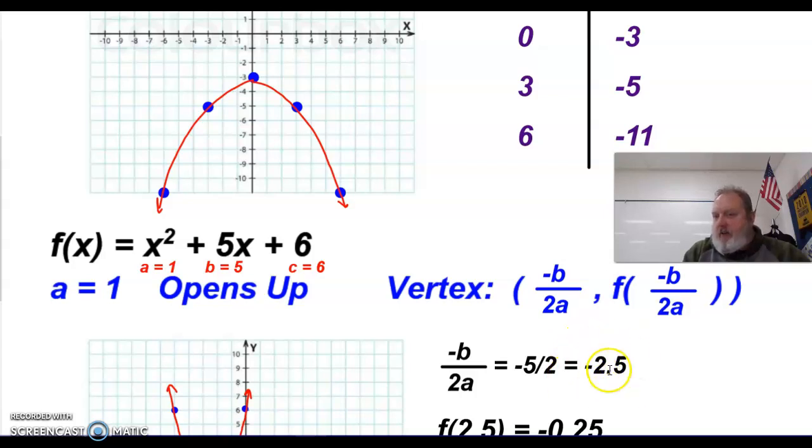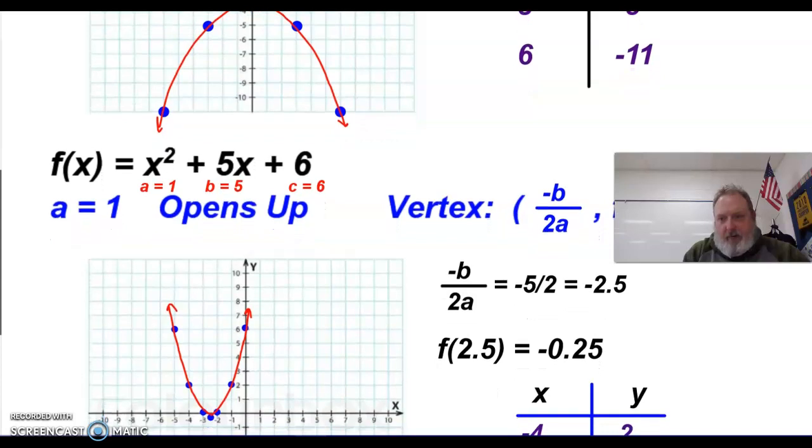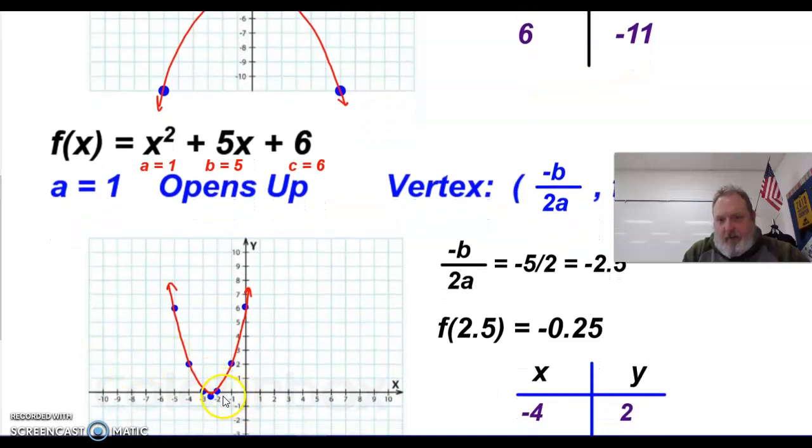Now that I have the x-coordinate, I can plug it in here into my equation to get the y-coordinate. So if I plug negative 2.5 in here for x, I end up getting negative 0.25. So now I have my vertex. There it is. And I'll just scroll down to the graph here a little bit. So you can see at negative 2.5, our vertex is right there at negative 1/4 or negative 0.25.